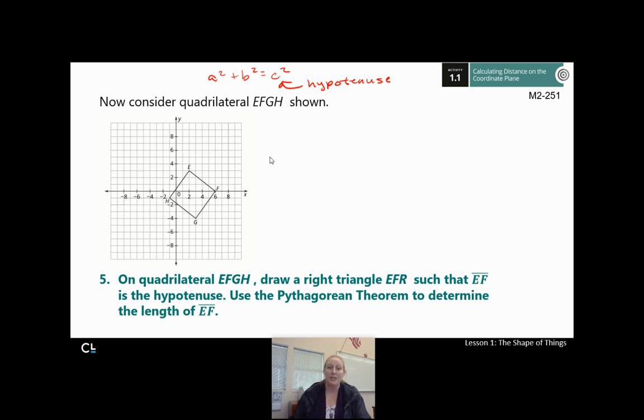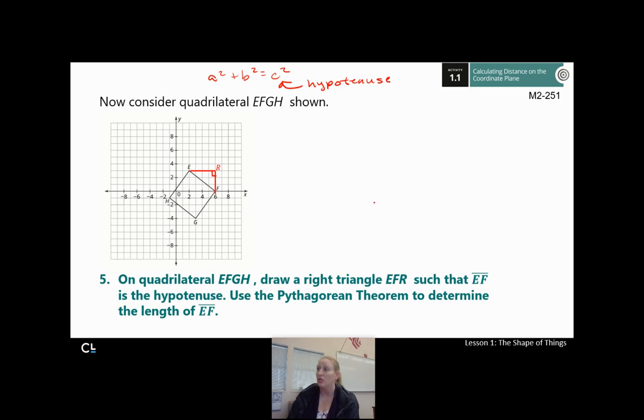So the first thing is we've got to draw that triangle, right? I'm going to just come straight across, draw a nice horizontal line, and then straight down to F to make a nice vertical line, because we know horizontal and vertical lines will give us that right angle. So we're just going to drop it. And we said we're going to call this new point R. There it is.